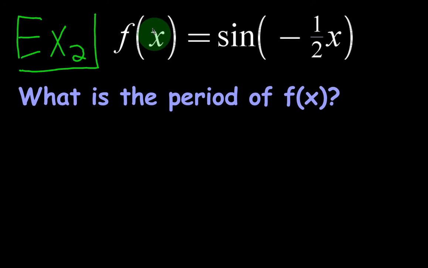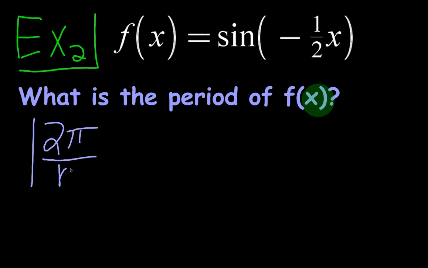Next up, for example 2, we're going to be finding the period of sine of negative 1/2 x. What is the period of f of x? Again, we've already gone over why the period is the way it is. We've proven that the period of any sine or cosine function is the absolute value of 2 pi over b.